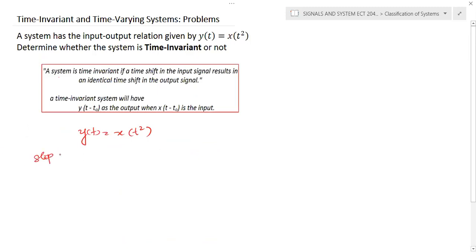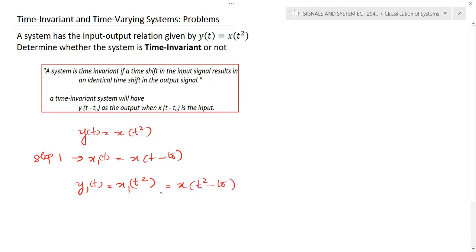And in step 1, we are going to apply an input x1 of t, which is actually the shifted version of the input signal. Okay, we are shifting x of t by t0 units. That's the meaning. Okay, and the corresponding output you can assume is y1 of t, and you can substitute x1, so it becomes x1 of t square. Okay, now we can find the y1 of t in terms of x of t. It's simply x of t square minus t0.